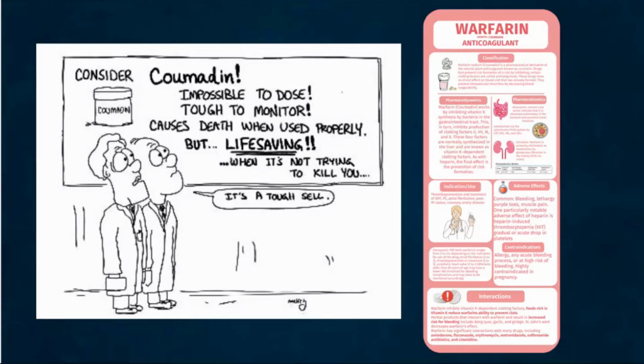As for the pharmacokinetics, it is metabolized by the cytochrome P450 system, and it's used in various conditions like deep venous thrombosis, pulmonary embolism, atrial fibrillation, and even in coronary artery disease. But the common adverse effects are bleeding and lethargy, there is even muscle pain, and it is contraindicated in pregnancy and patients who are allergic to the drug.